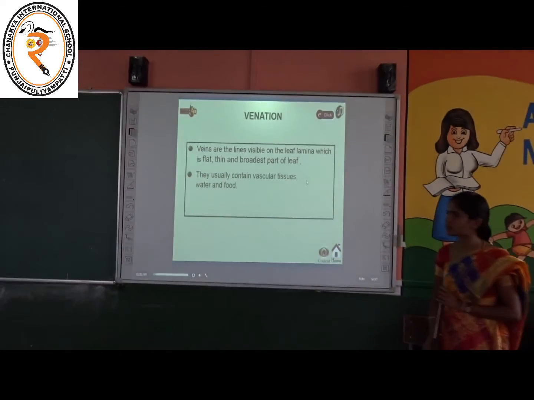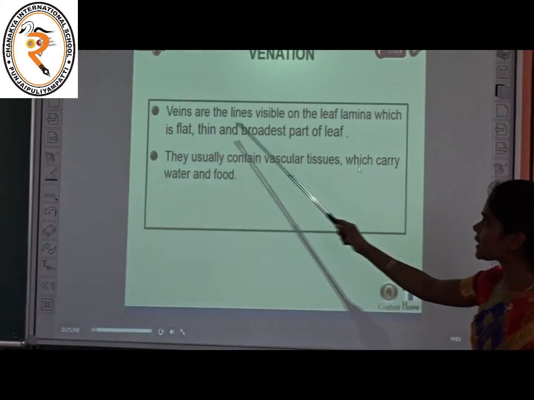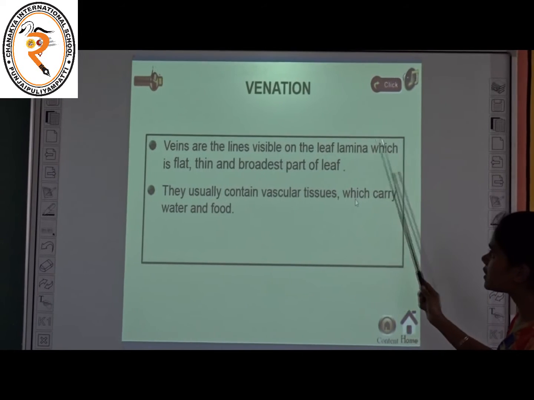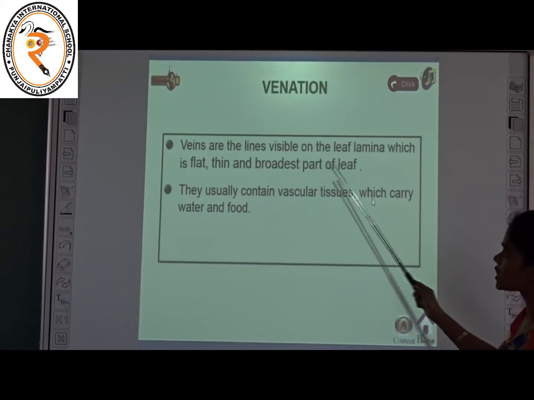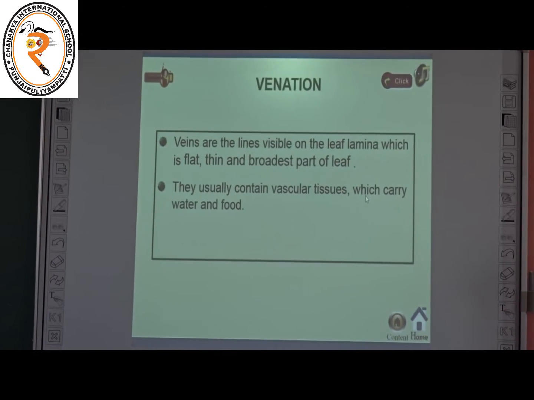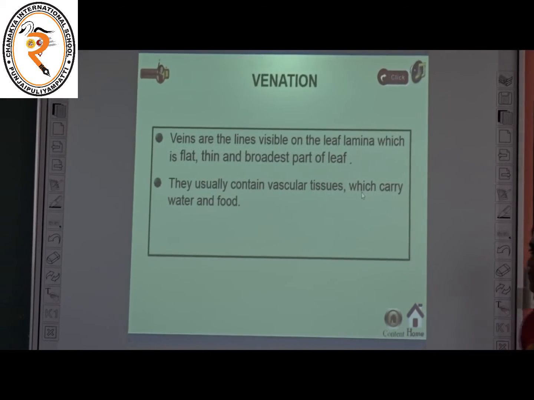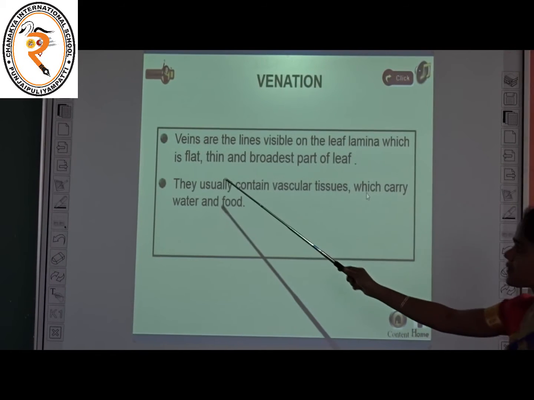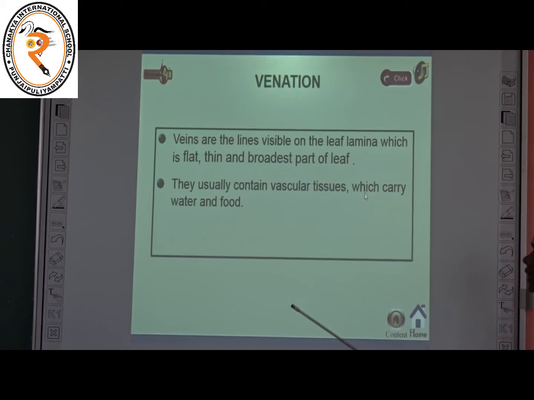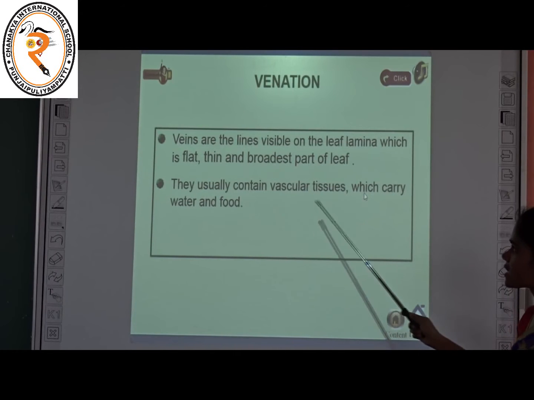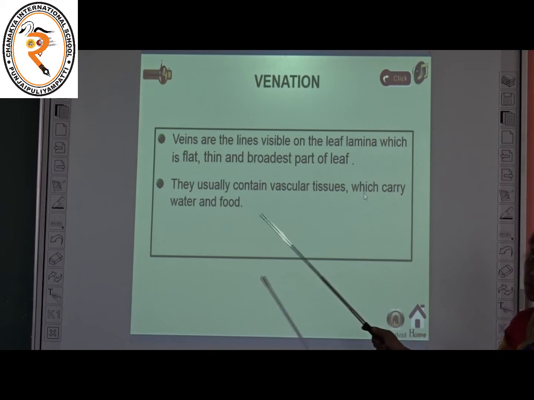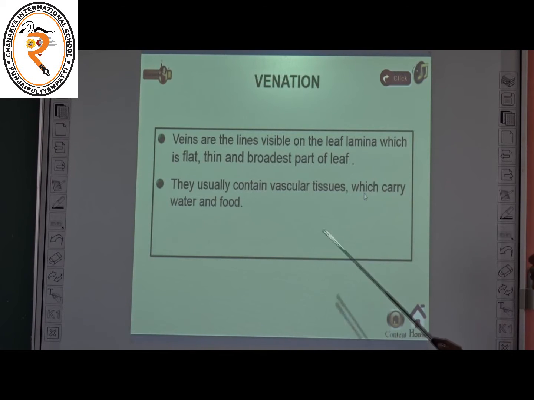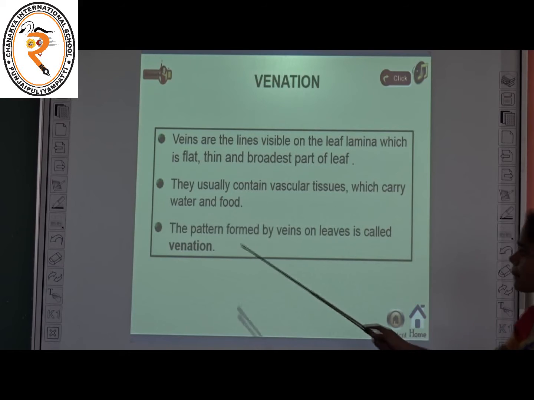Venation. What is called venation? See, veins are the lines visible on the leaf lamina, which is the flat, thin and broadest part of the leaf. We can see the veins in the leaf, no? They usually contain vascular tissues which carry water and food. So what is the main function of veins? To carry water and food to the other parts. And the pattern formed by veins on leaves is called venation.